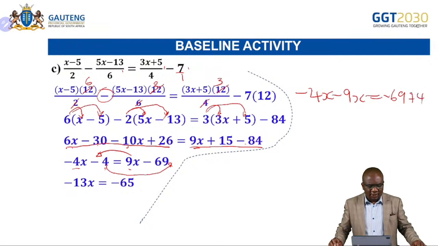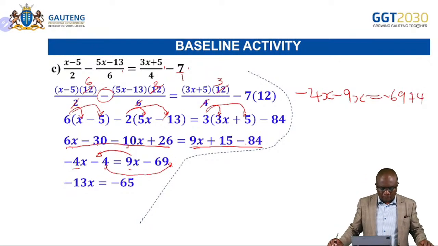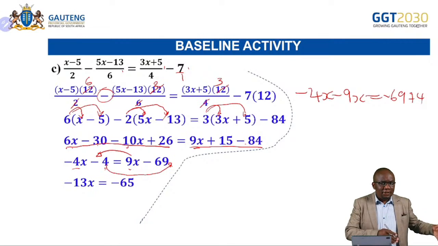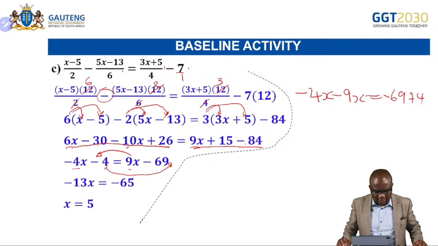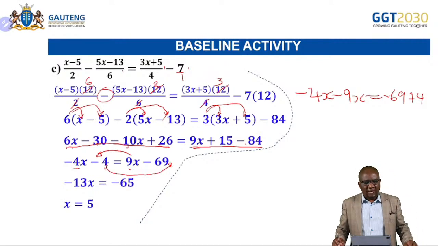That's why we have negative 13x is equal to negative 65. And then what do we do from there? What we do on the left, we must do on the right. That's what we're going to be doing a lot today. So we divide both sides by negative 13. You must get x is equal to 5.